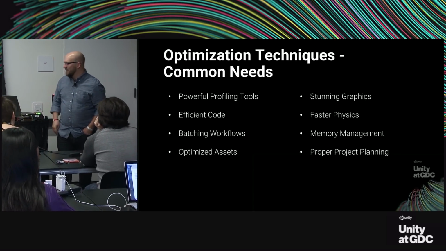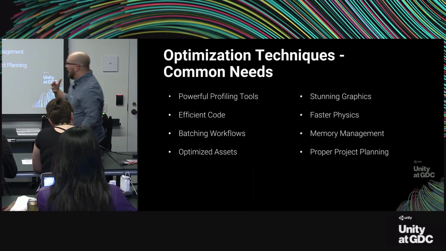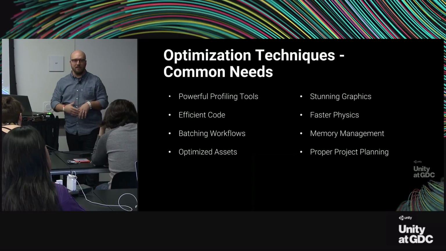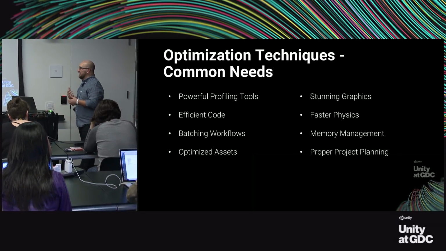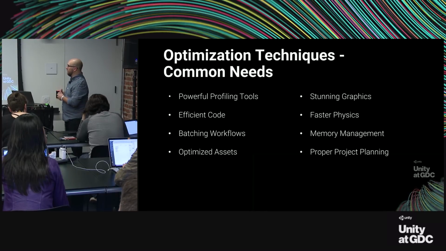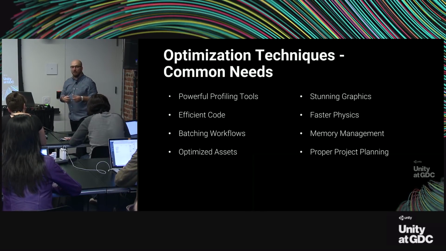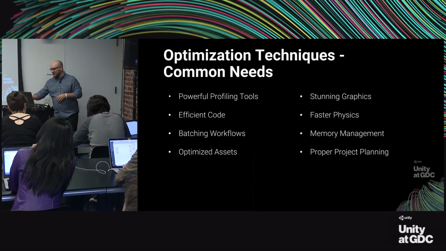So with our optimization techniques, optimization is one of the most sought after topics with Unity. We want to know how to get our projects to run faster. We want them to run efficiently. We want to learn how to create efficient code, how to build faster graphics or physics, how to create stunning graphics and get everything that we want out of our projects. And so these are some of the common needs that you might have in your optimization projects.